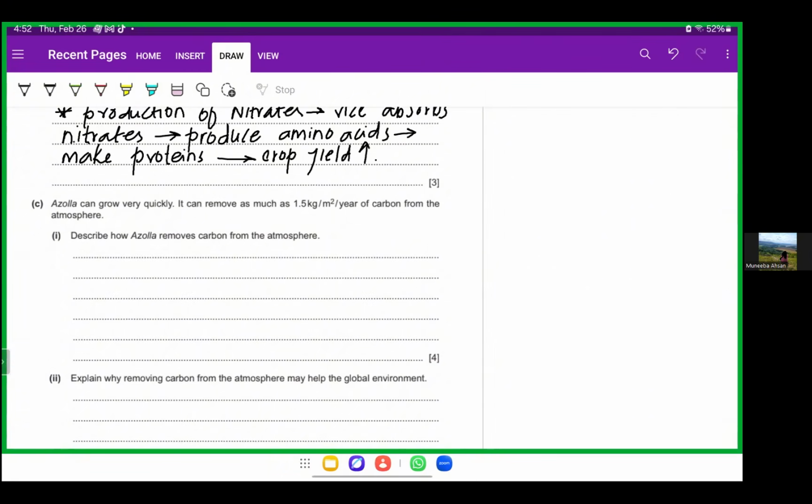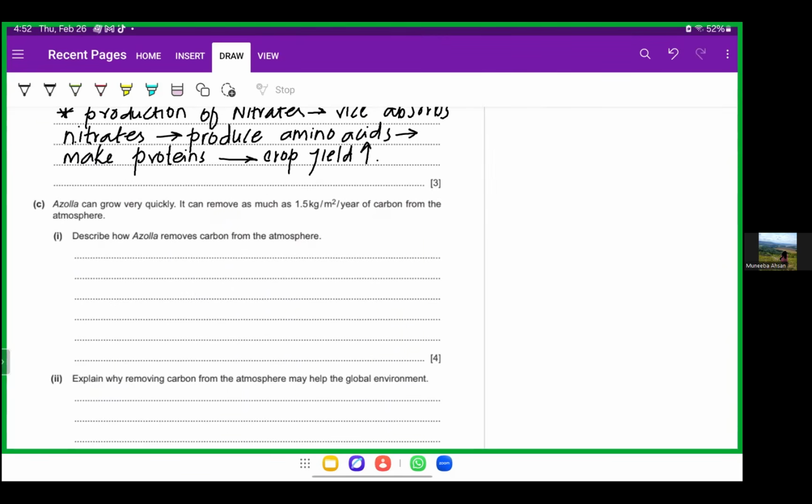Describe how Azolla removes carbon dioxide from the atmosphere. It's a very difficult answer. So basically, what happens? The Azolla is a plant, belongs to the plant kingdom. So obviously, it needs to photosynthesize, right? So carbon dioxide from the atmosphere will diffuse through its stomata, and carbon dioxide is required for photosynthesis, right?